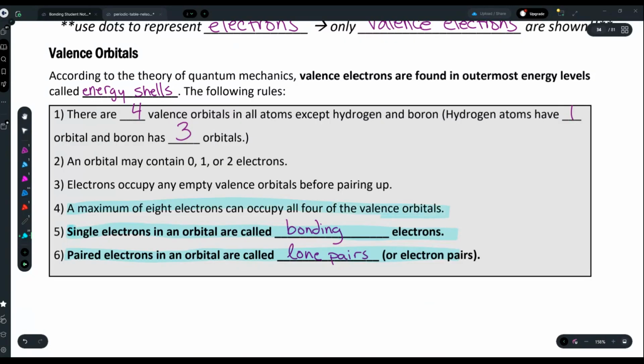You need to know that a maximum of 8 electrons can occupy the valence orbitals unless you're talking about one of the exceptions, and the reason is due to something called the octet rule, which is just saying that in order for an atom to be stable, it needs to have 8 electrons surrounding it.